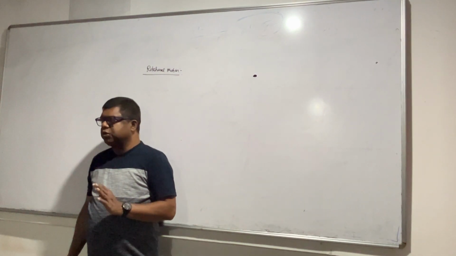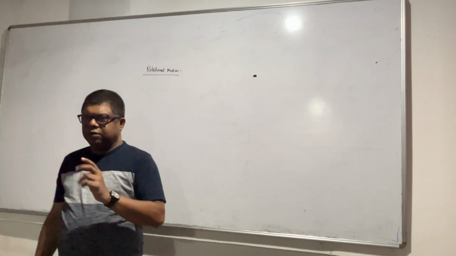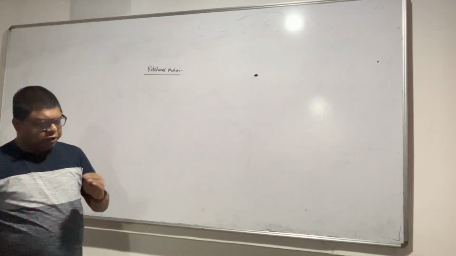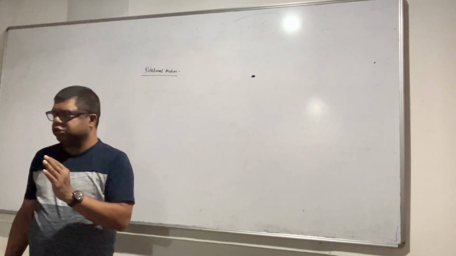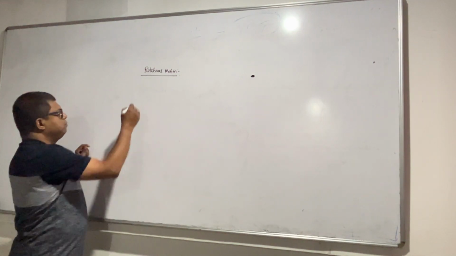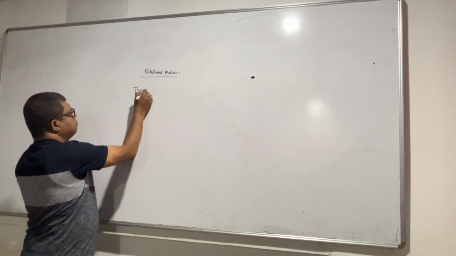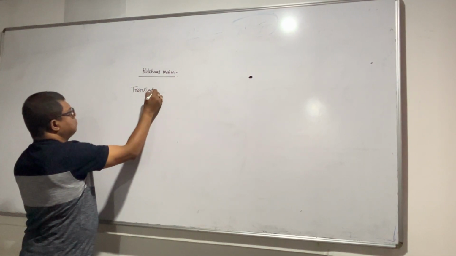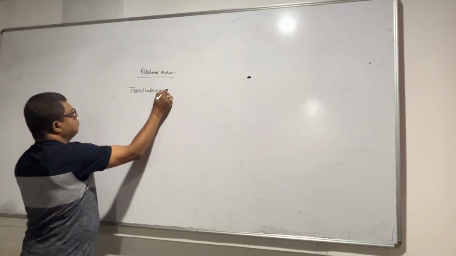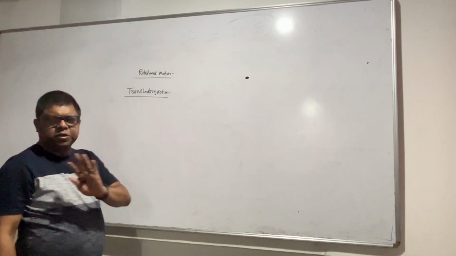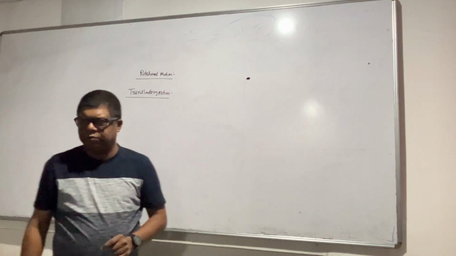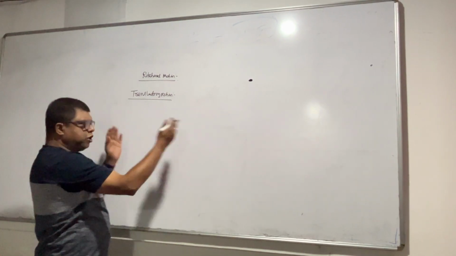In rotational motion, first of all, we discuss what is the difference between translatory motion and rotational motion. Translatory motion is rectilinear motion, that is, a straight line motion.